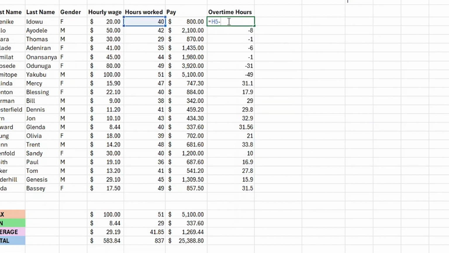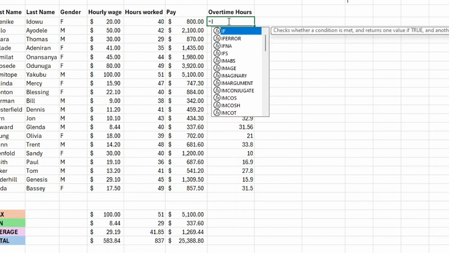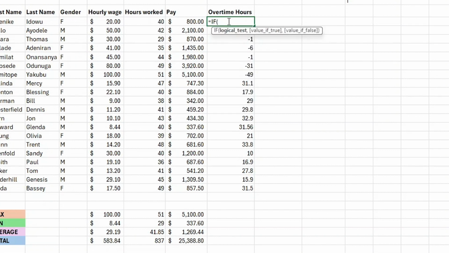So this is where the if formula comes in. That will be equals to if, logical test, value if true, value if false. So that will be if hours worked, let's be very careful and observant, is greater than 40. Here we are assuming that the hours worked for employees in this company is 40. That's the standard hours worked.